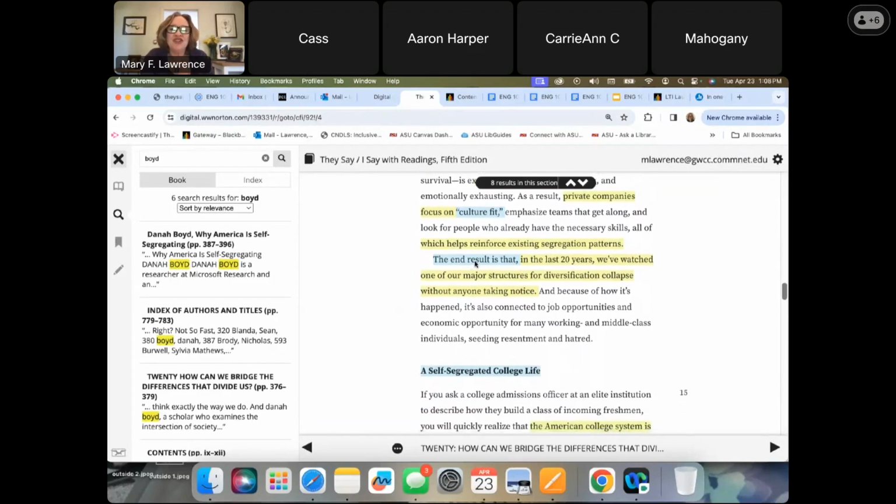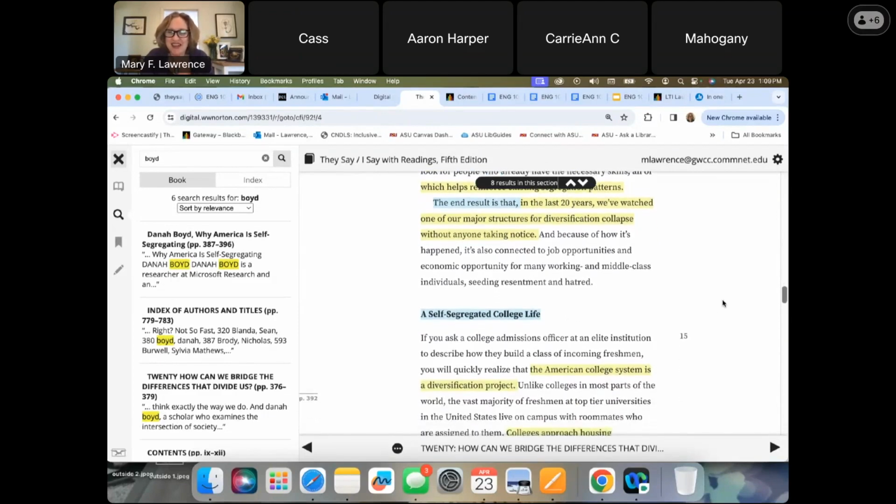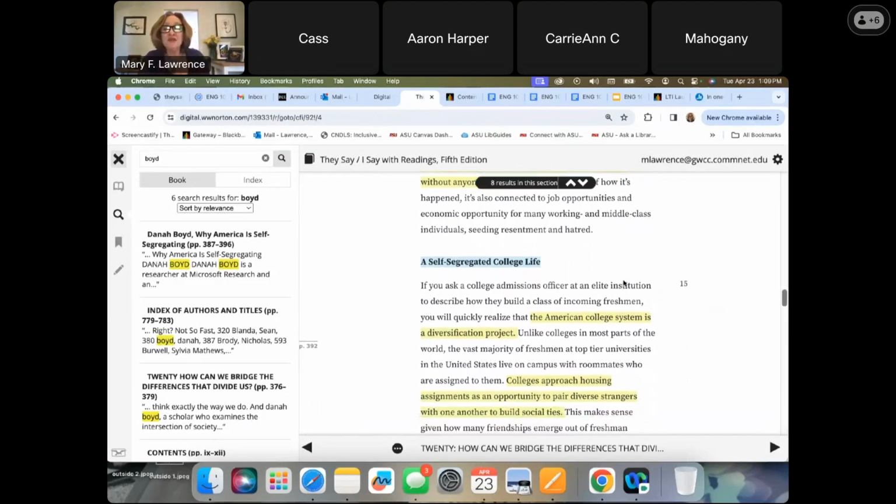And then her transition, the end result is that in the last 20 years, we've watched one of our major structures for diversification collapse without anyone taking note. I've noticed. Has anyone else noticed that collapse? How privatization in military and policing in our country has also caused this segregation in our society. So that's one big example.